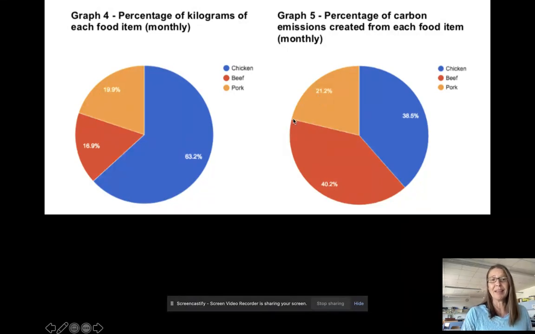And they found that probably the most significant impact was having beef. So it was only like 17% of the food choices, but it was 40% of the carbon impact of the school as far as food was concerned. And so they made some recommendations about reducing beef consumption and so on. So that was a really interesting one.